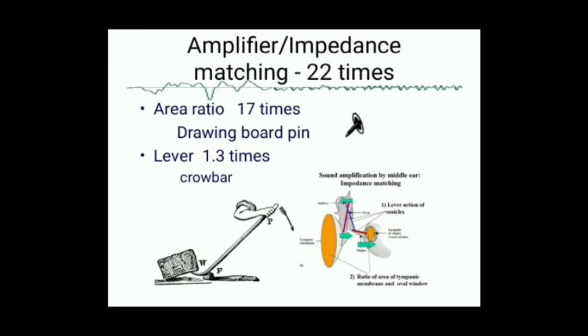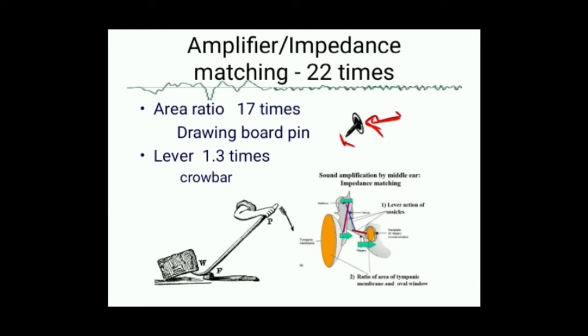See, just a simple example. When you are trying to insert a drawing board pin into a paper, you give some force over this broad area of the drawing board pin. So what happens? This force over the large area will be exerted on this small tip, the small area. So the force will be increased. That is, if the force is applied, the pressure is increased. Pressure is actually force per unit area. So the same force which you apply over a large area, the pressure will be increased when the force is exerted over this small area.